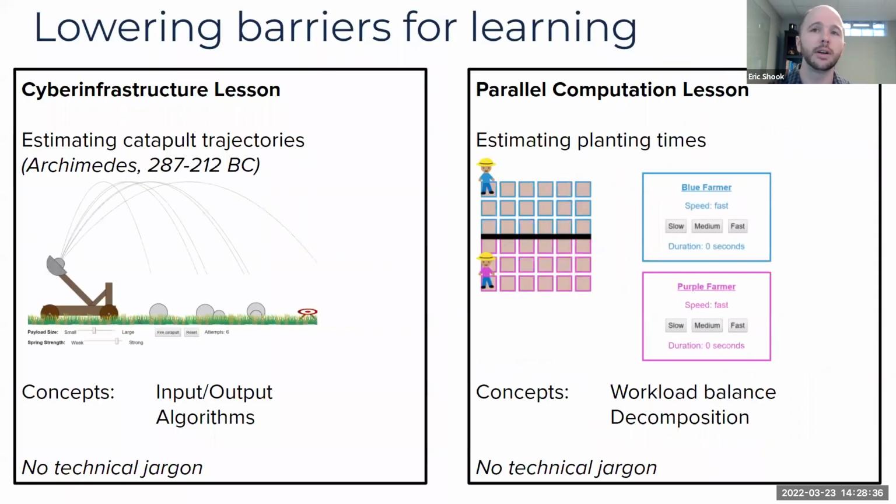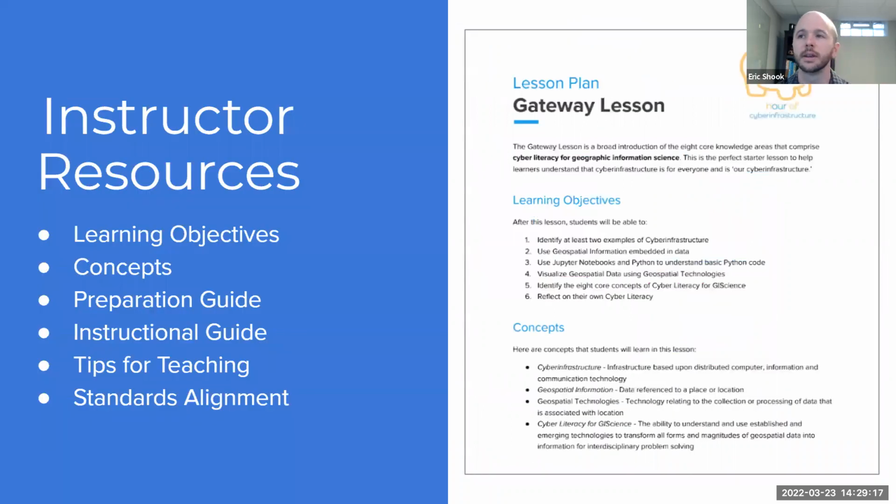Now, in terms of the lessons themselves, one of their goals was to lower barriers for learning. So in our cyber infrastructure lesson, we are using estimating catapult trajectories from Archimedes to introduce input and output in algorithms. In our parallel computation lesson, we're using farmers planting seeds in fields to talk about workload balance and decomposition. We're bringing in technical concepts without the technical jargon and trying to build learners' understanding through context and connections rather than really in-depth examples, and then build on that as we move forward into the more advanced lessons.